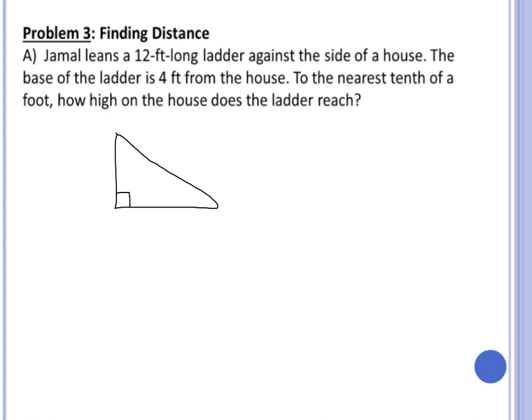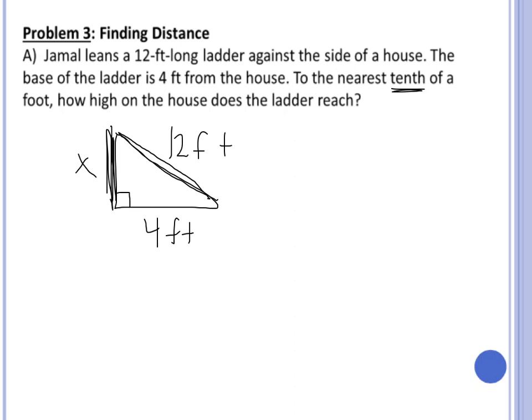Jamal leans a 12-foot long ladder. So if this is my ladder, because it's leaning against my building, this would be 12 feet. The base of the ladder is 4 feet from the house. So if this is my house, then it would be 4 feet from my house. To the nearest tenth, how high does the ladder reach?